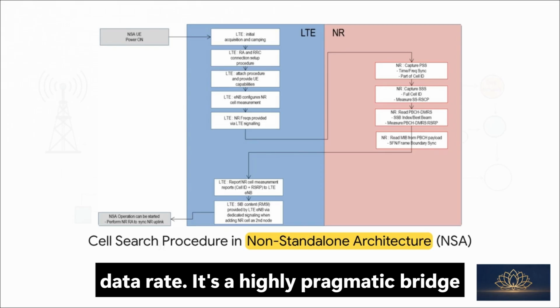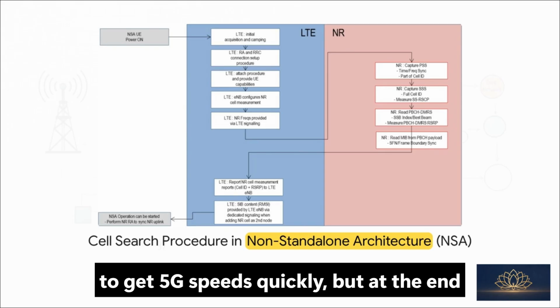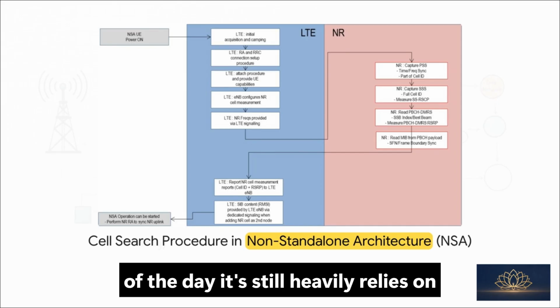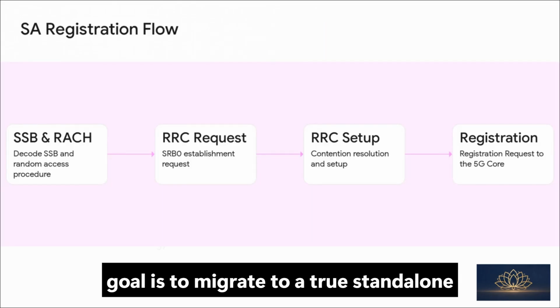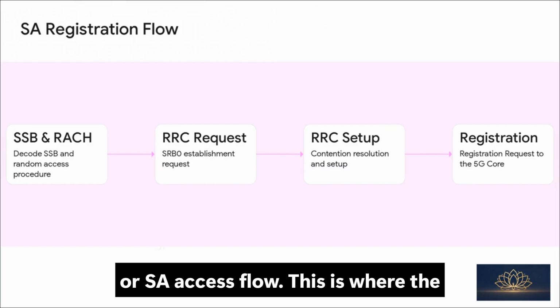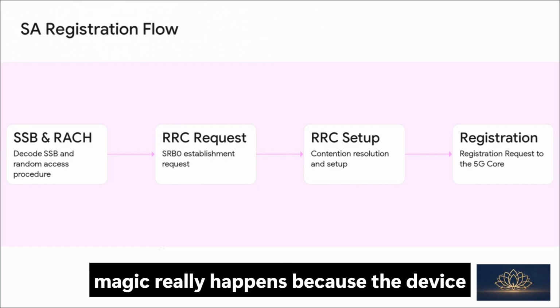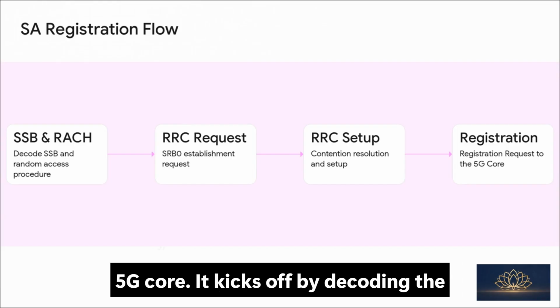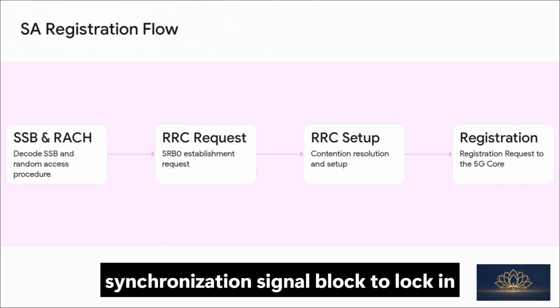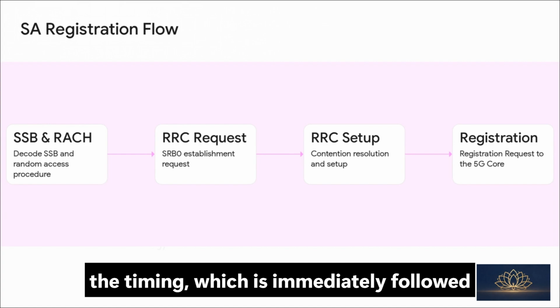It's a highly pragmatic bridge to get 5G speeds quickly, but at the end of the day, it still heavily relies on that old 4G core. But eventually, your goal is to migrate to a true standalone, or SA, access flow. This is where the magic really happens, because the device talks directly to the 5G G-Node B and the 5G core. It kicks off by decoding the synchronization signal block to lock in the timing, which is immediately followed by the random access procedure.